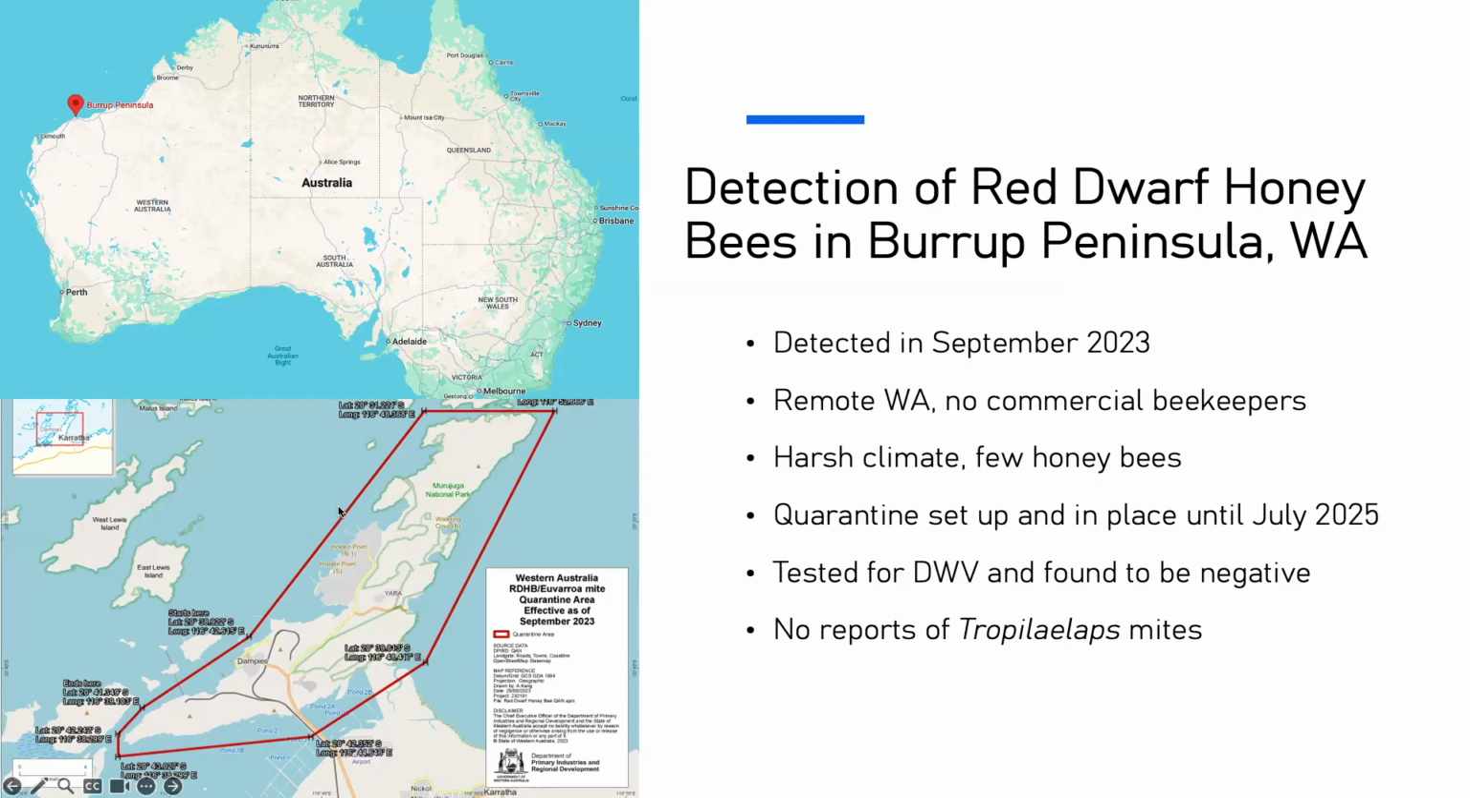And of course, as soon as it was detected there in September 2023, a quarantine was set up. It was put in place until July 2025. I'm not sure whether they extended that or whether that has just lapsed. At the time of the incursion, it was tested for the Deformed Wing Virus and was found to be negative. It was also found to be negative for Varroa mite, and there were no reports of Tropilaelaps mites on those red dwarfs. So far, so good. Essentially, one small incursion of an exotic bee in a remote area, nothing really to worry about. At least that's what we thought.